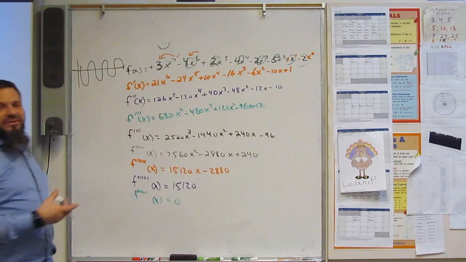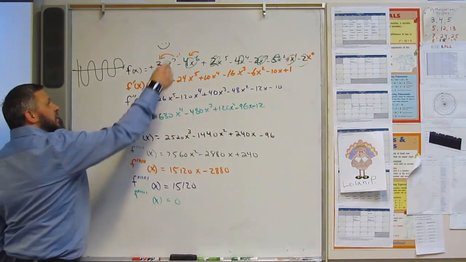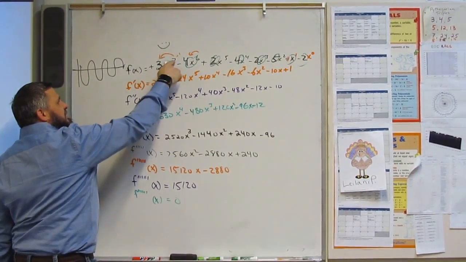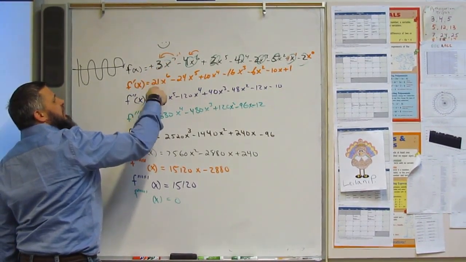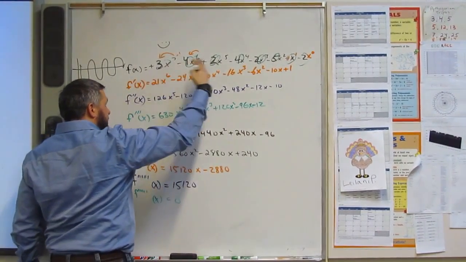We found the derivative using the power rule, right? So we take the power times the coefficient. We get 7 times 3 is 21. Take 1 away from 7, we get 6. And we continue it through.